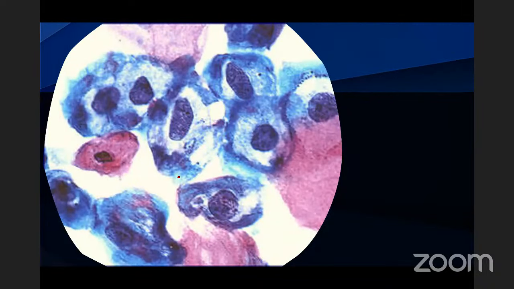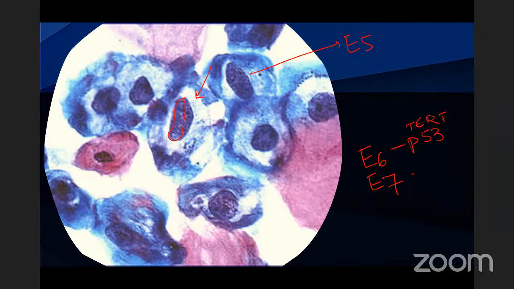These are koilocytes. Please remember, a raisin-like nucleus with a perinuclear halo is very typically koilocytes, and koilocytes are basically produced because of E5 protein, whereas the major pathogenic proteins of HPV are E6 and E7, which all of you know. E6 basically targets p53 and TERT, you know that, and E7 basically targets your RB gene and your p21. So that is what you should remember, E6 and E7. And koilocytes are basically due to E5. That is what you have to remember.